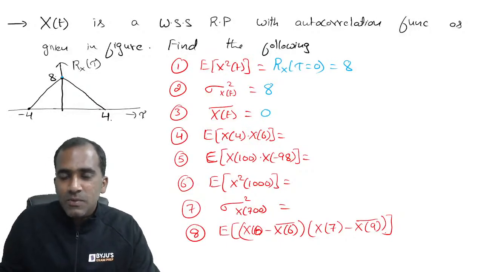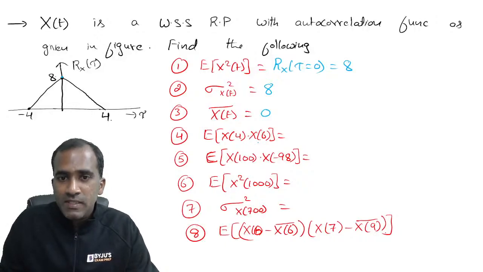Fine. So how about this one? X of 4 into x of 6. It is looking like correlation between two random variables of the same random process, x of t, with a time gap. What is the time difference? Since we are talking about a white stationary random process, it depends only on the time difference. 6 minus 4 is 2 seconds. The gap between the two random variables is only 2 seconds.